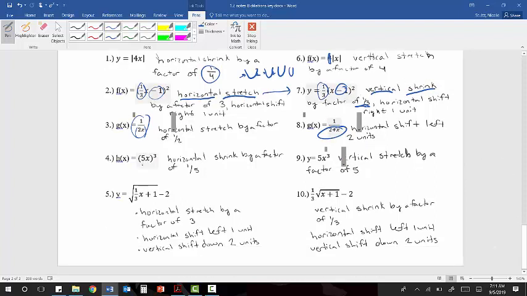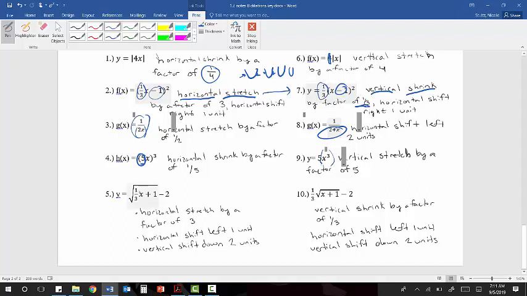Okay, so number 4, I know it's going to be a horizontal change because it's inside. So I'm going to say it's a horizontal. This would mean shrink since it's greater than 1, by a factor of the reciprocal, 1/5. And that's it. Versus number 9, this time there's no parentheses. So 5 technically is outside the parentheses. So this time we're going to say it's a vertical stretch by a factor of 5.